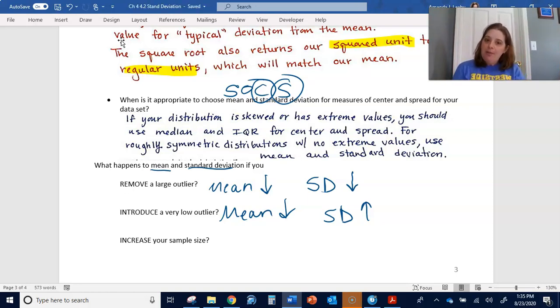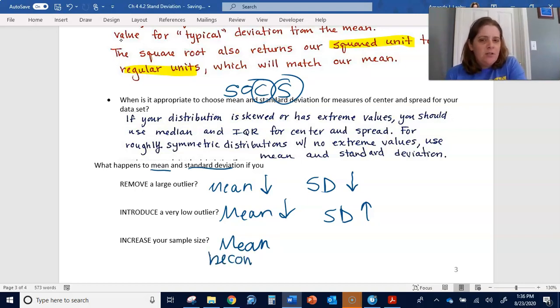If you increase your sample size, my mean is probably going to just become more accurate. So it's probably not going to change too much. It could go up, it could go down, but if your sample is larger, your mean is probably a more accurate value of your sample to your population.